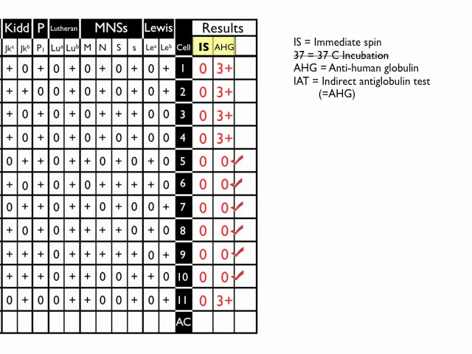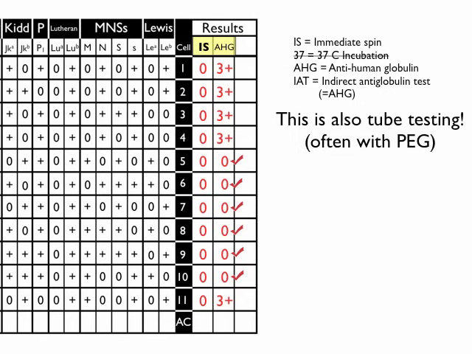Here's a different example from a different case, which has only immediate spin and AHG. Again, that immediate spin kind of tips you off that this is clearly tube testing. However, without the 37-degree phase, this is often PEG testing, PEG being used as the enhancement agent, but it could also be LIS or albumin or saline in a lab who's decided that we don't want to read at 37 because we don't think it's that important. And that certainly happens. So, okay, definitely tube testing, most likely PEG, but could be other stuff as well.